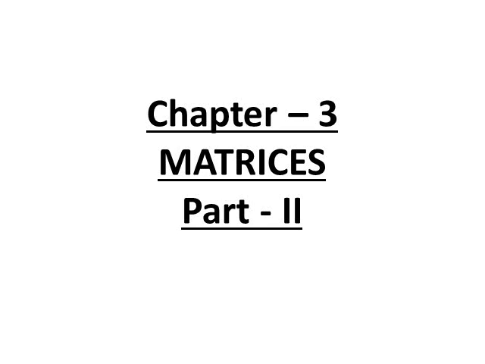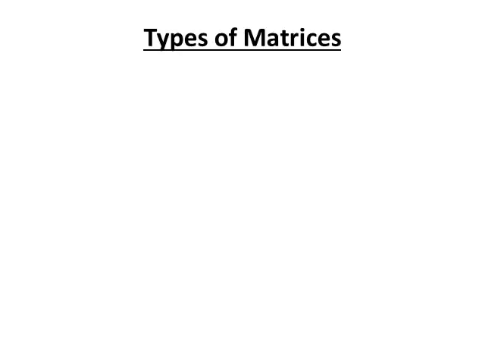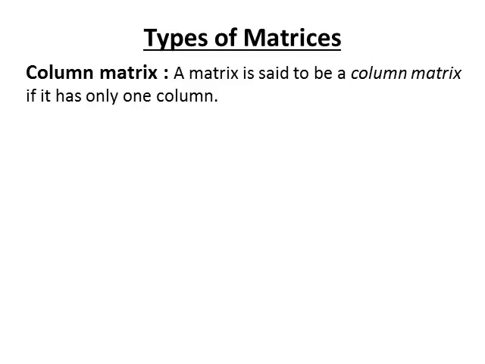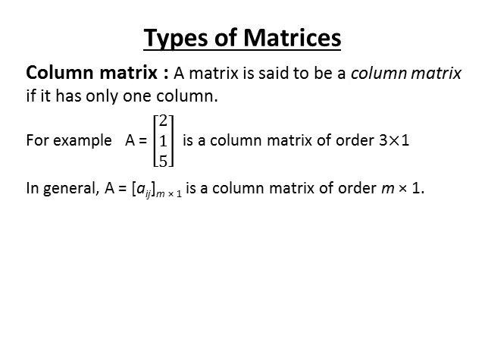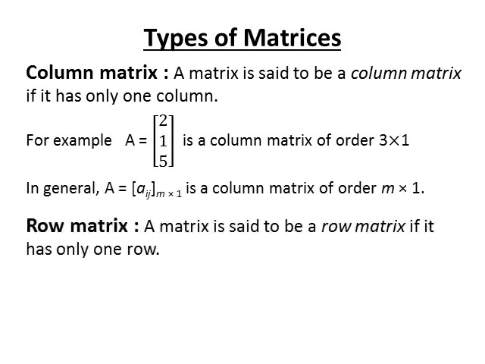Hello students, in this e-lecture we shall discuss different types of matrices. First is column matrix. A matrix is said to be a column matrix if it has only one column with any number of rows. This is the example of column matrix in which we have 3 rows but only one column.